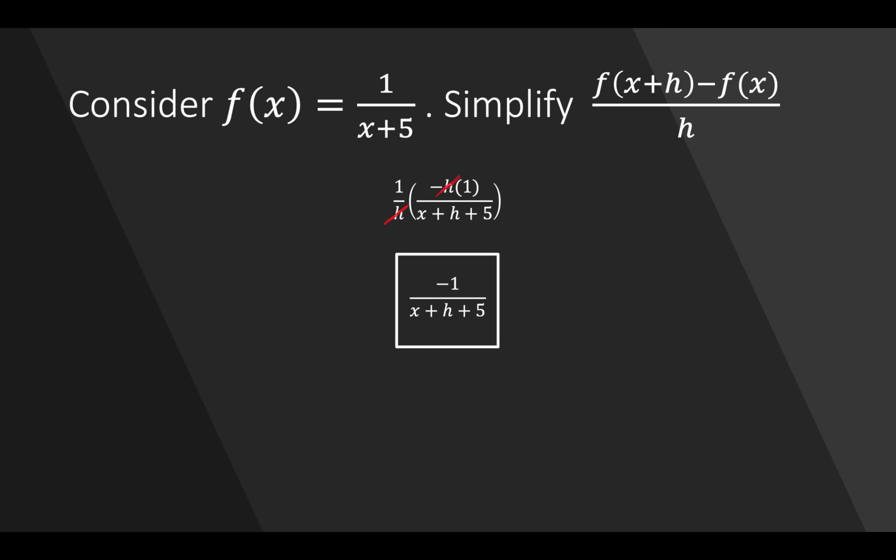Since the question only tells us to simplify it, we really don't have to go any further and find the limit. But if we were to have to find the limit, then we would do the limit as h goes to 0 and plug in 0 anywhere we see an h. So since we have an h right here, that would be 0, so it would be negative 1 over x plus 5. But since we just have to simplify it using the definition, this will be the answer.